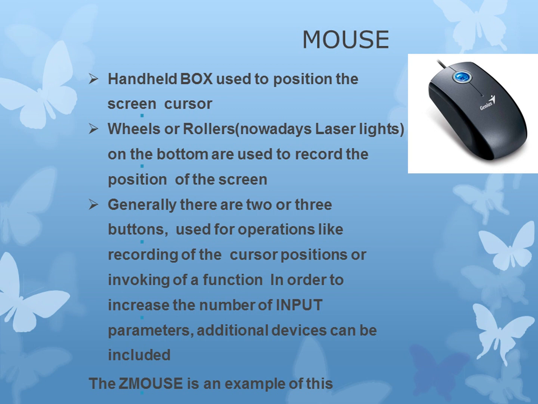Let us move on to the second one, which is mouse. Mouse is a handheld box used to position the screen cursor. It has wheels and rollers. Nowadays, laser lights on the bottom are used to record the position on the screen. Generally, there are 2 or 3 buttons used for operations like recording the cursor position or invoking a function, in order to increase the number of input parameters. Even additional devices can also be included.